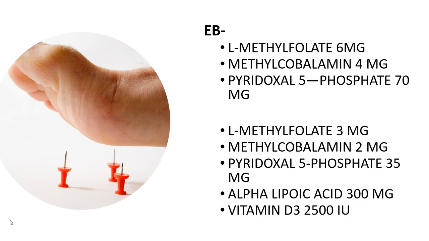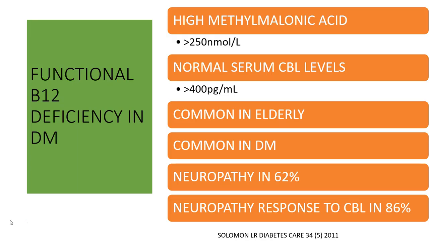If they have symptomatic neuropathy, then I will also add alpha-lipoic acid as well as vitamin D, together with the L-methylfolate, methylcobalamin, and pyridoxal 5-phosphate. Because these functional deficits are very common in the diabetic patient, and we find even that patients who have seemingly normal B12 levels have a functional deficit. So if we check them for markers of B12 deficiency, such as methylmalonic acid, we find that these markers are elevated even though technically the patient has a vitamin B12 level that's, quote, within normal range.